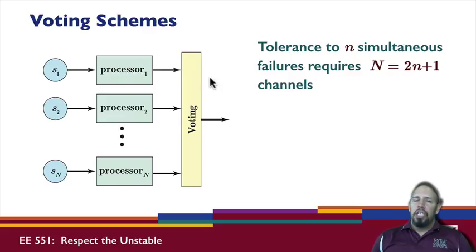There's also the issue of voting when it comes to fault-tolerant types of design. Here I show N sensors coming into N processors, and there'll be voting and the result coming out of that. A voting scheme like this can be tolerant to n simultaneous failures if capital N, the total number of redundant channels, is equal to 2n plus 1. Okay, then we can be tolerant. Basically, this is little n simultaneous failures.